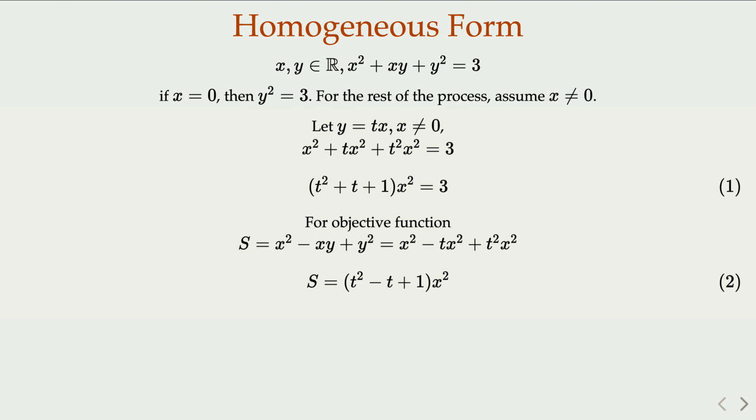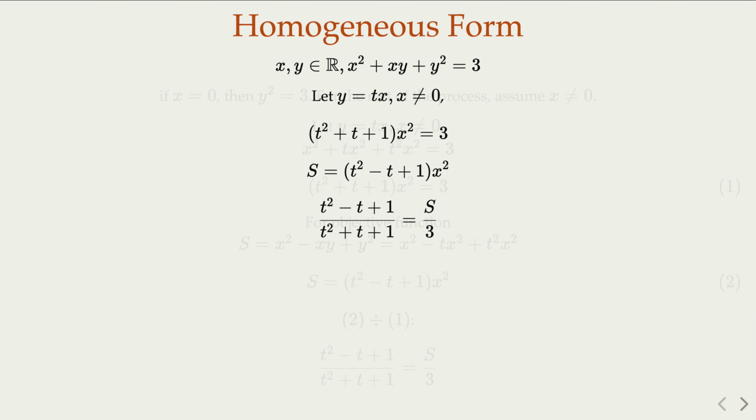Now notice that we have two equations, equation number 1 and number 2. We try to cancel x squared. So s is our objective function, and for equation number 1 and number 2, let's use equation number 2 divided by equation number 1. That's a fraction where x squared is gone. Right now, we have a function with t, which represents the ratio of y and x, and s, which is our objective function. We try to find the min and the max value of it.